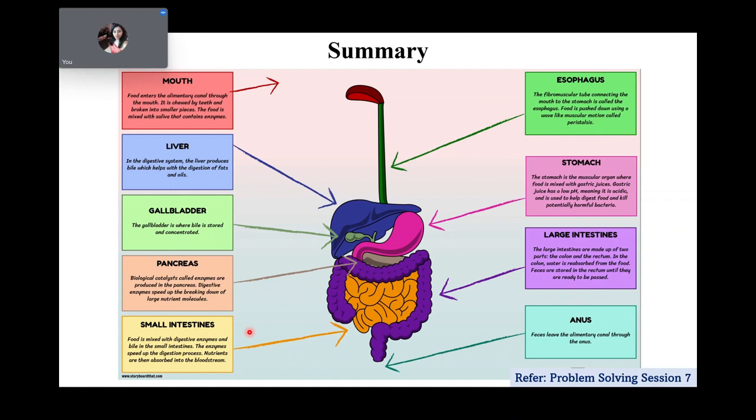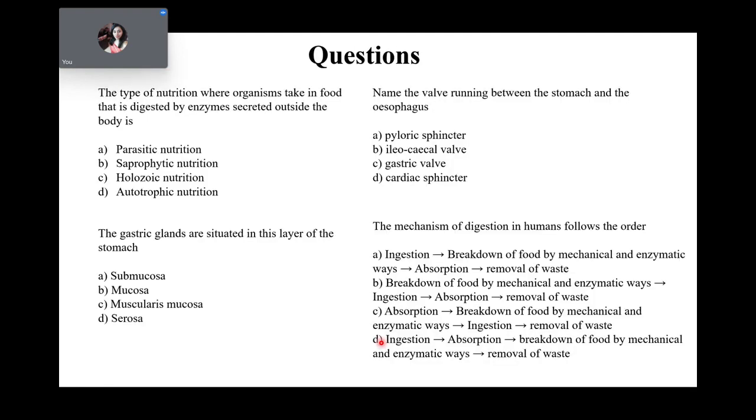Okay, so based on these first few topics, there are some questions. The first is the type of nutrition where organisms take in food that is digested by enzymes secreted outside. So which mode uses food digested by enzymes secreted outside the body? Next, which is the valve that runs between the stomach and esophagus? You can try to answer this question. I will come back to it, and I'll try to explain this topic in case you have answered it wrong.